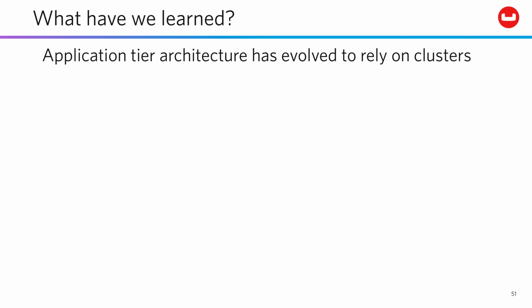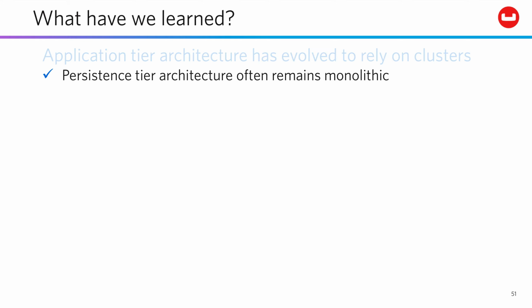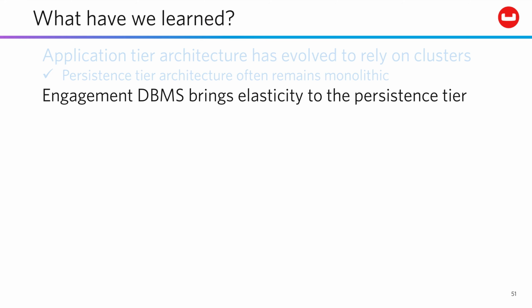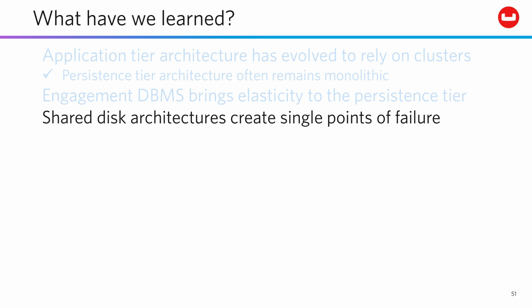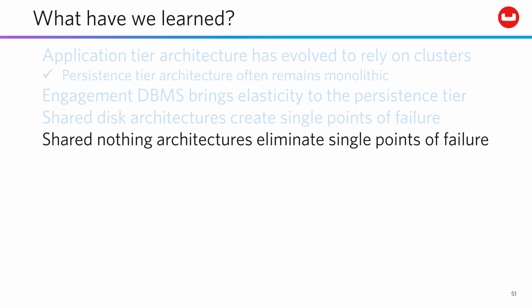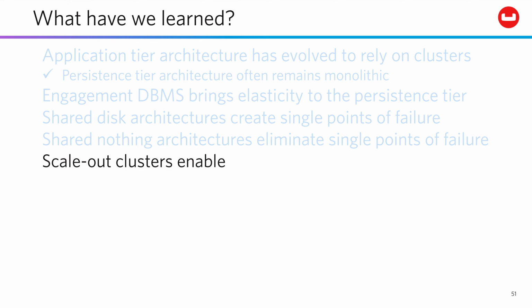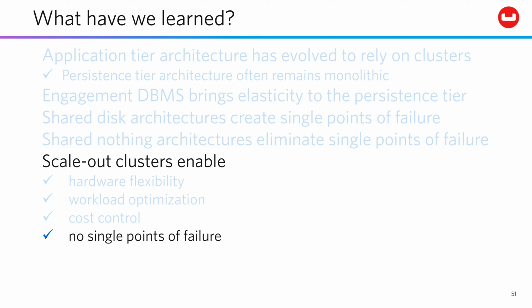So what have we learned here? Well, application tier architecture has evolved to rely on clusters. Persistence tier architecture too often remains monolithic. Engagement database management systems bring elasticity to the persistence tier. Shared disk architectures cause single points of failure. By contrast, a shared nothing architecture eliminates single points of failure. So a scale-out cluster enables for you hardware flexibility, workload optimization, cost control, and all with no single points of failure.